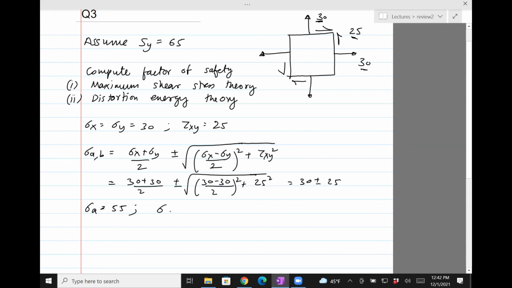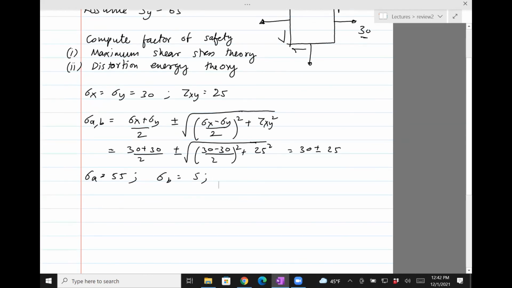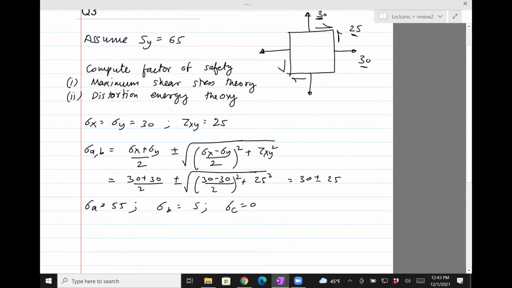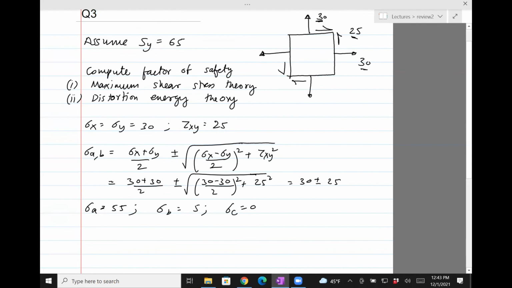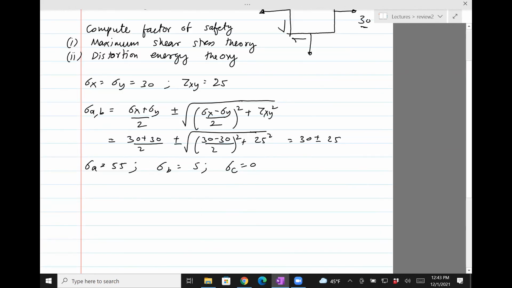Okay, the other one is 30 minus 25, which is 5. And then that's about it. Right, those are the principal stresses. Now, what you want to remember is when you're using factor of safety, you're looking at 3D stresses. So the third stress is 0, right? It's the stress in the Z direction, principal stress. There's no stress in the Z direction. So it's sigma C is 0.